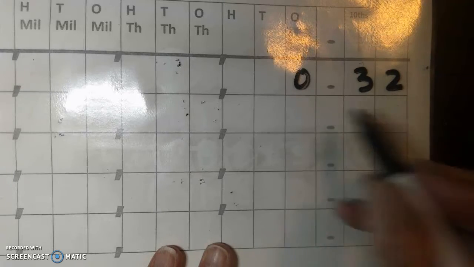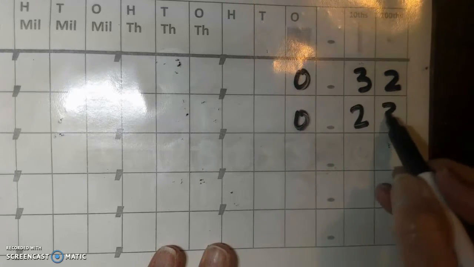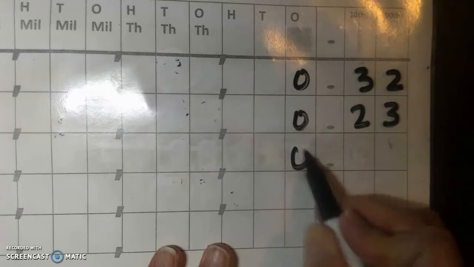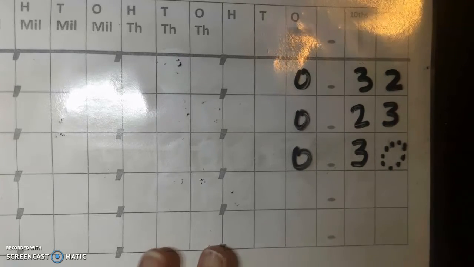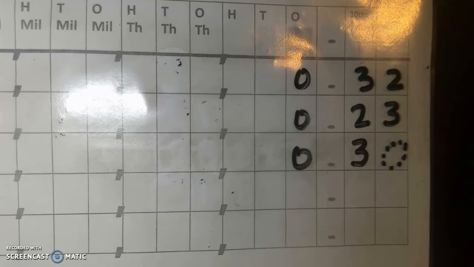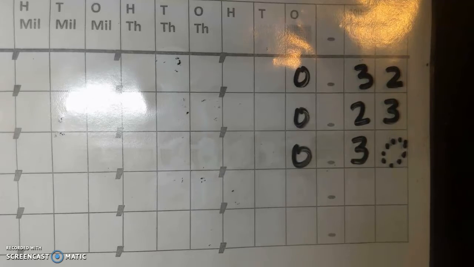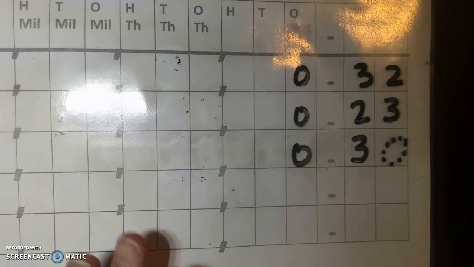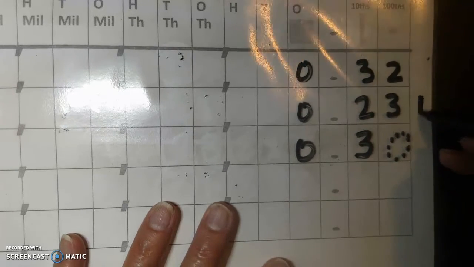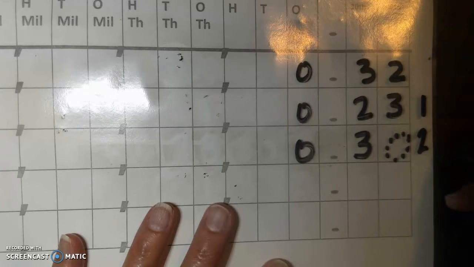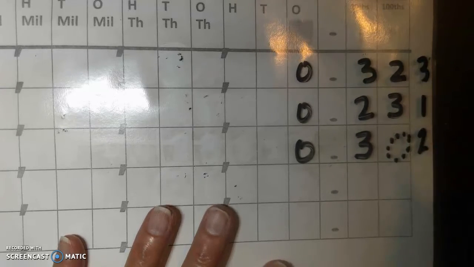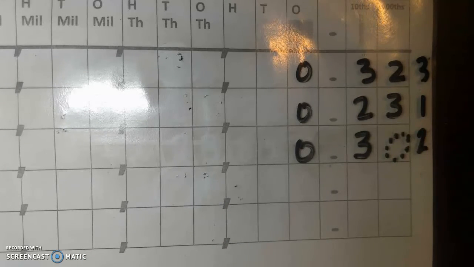The second number I have is 23 hundredths. And then the third I have is the 3 tenths, but if I put my imaginary zero there, I actually have 30 hundredths. Now it's easy to see which is the least, and that 23 hundredths is the least. Then 30 hundredths is the next, and finally my 32 hundredths.